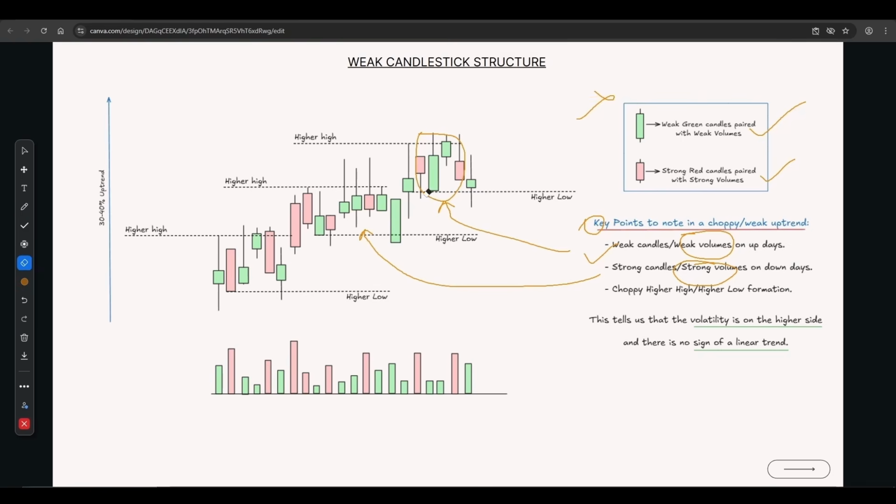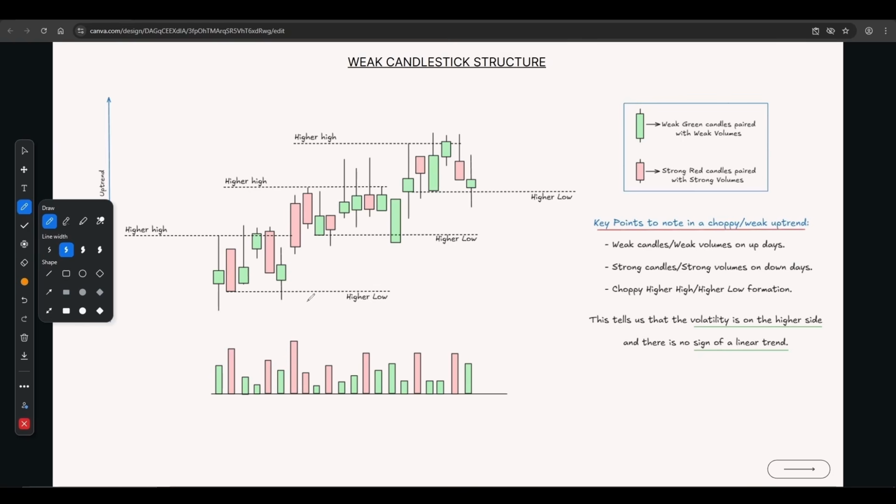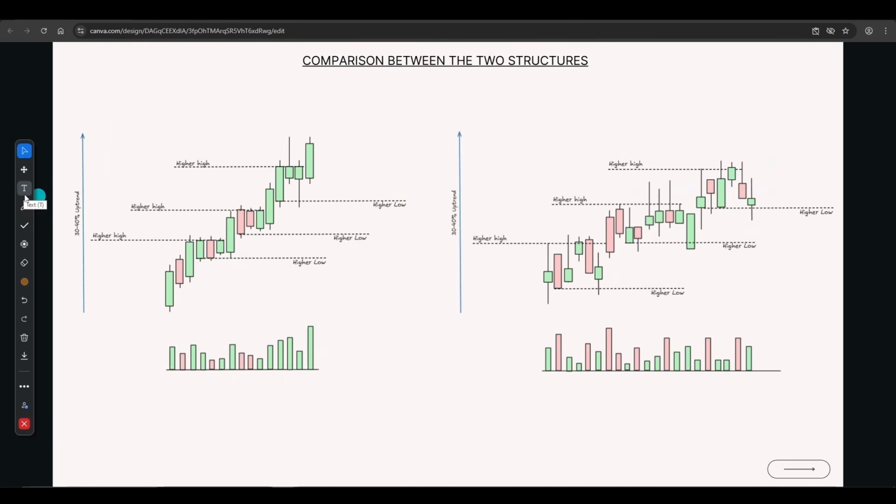The price will go up, but it will go up by taking multiple stops of the traders that are trading these types of price structures, where there is no linearity in the price movement, no good contraction structure in the price movement. This tells us that the volatility is on the higher side and there is no sign of a linear trend. Now this is the comparison, and you can look into it when you are revisiting this particular lecture.